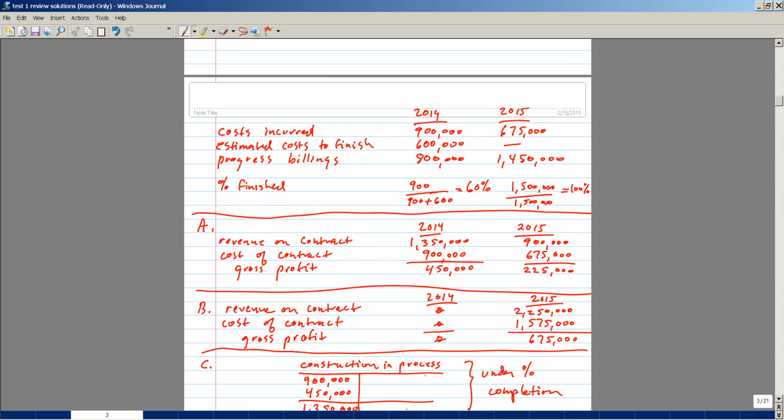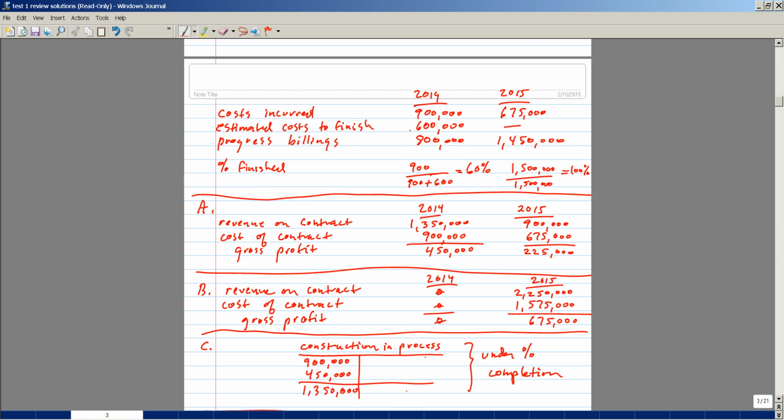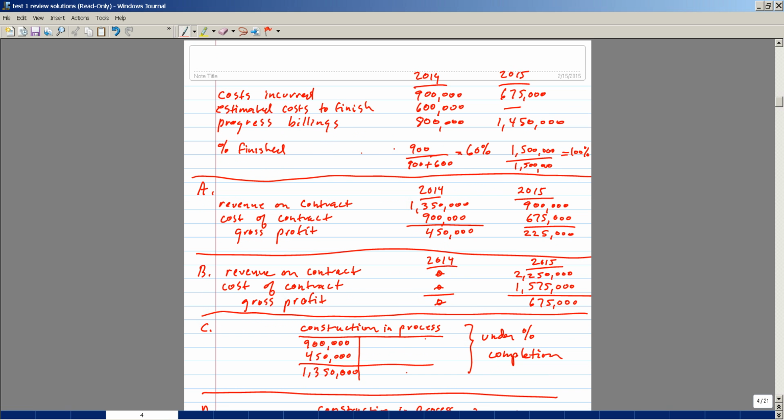Here are the basic facts that I just described to you. Here's our cost incurred: $900,000 in 2014, $675,000 in 2015. At December 31st, 2014, we thought it was going to take us $600,000 more job cost to finish the job. Our progress billings in 2014 were $800,000, and they were $1,450,000 in 2015. Okay, so what we've got to do is figure out what percentage of the job we had finished as of December 31st, 2014.